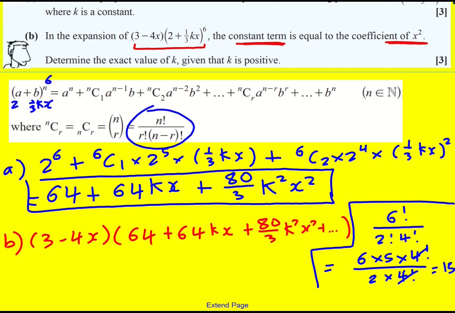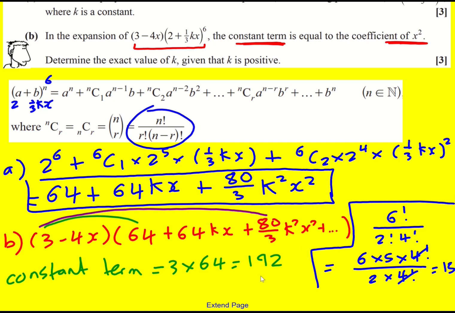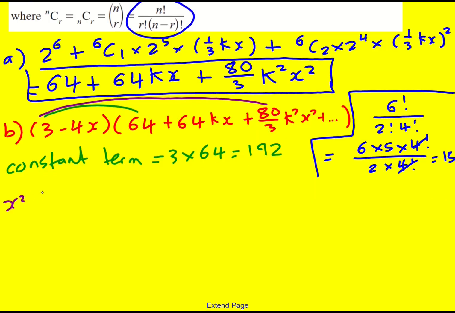And let's think about how we would get a constant term. The only way it's going to come about is if we do 3 times 64, which is 192. And then for the x squared term, we could do 3 times 80 over 3, k squared x squared. Now I'm only interested in the coefficients, so I'm going to ignore the x squared bit. So we're going to get 80k squared.